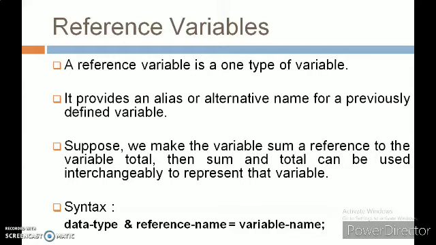Let's see the syntax first and then we will see the program. So what is the syntax to declare a reference variable? First you need to write the data type, then the ampersand symbol, and then the name of the reference variable. Then it is equal to the variable name. Here the variable name will be the variable whose alias needs to be created. Now let's see the program.